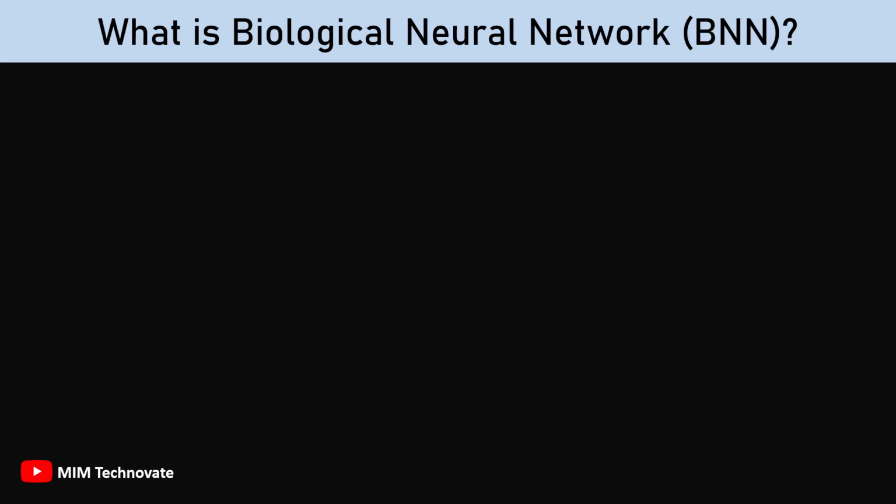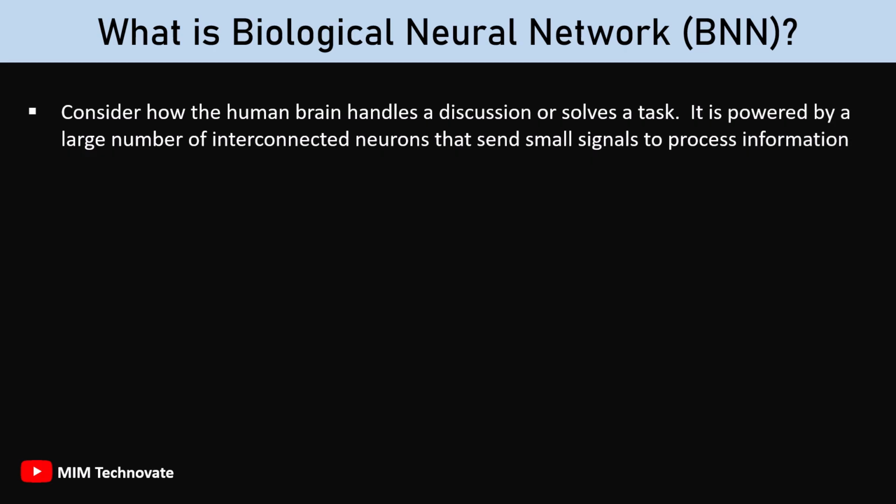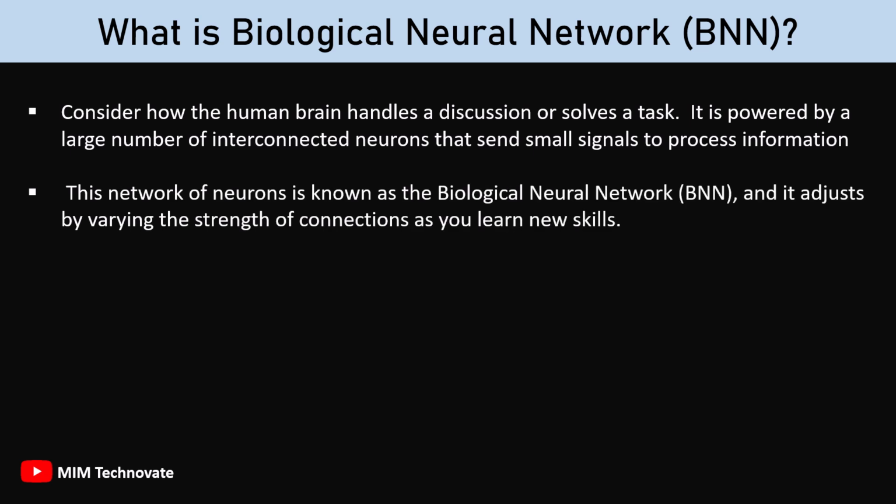Biological neural network. Consider how the human brain handles a discussion or solves a task. It is powered by a large number of interconnected neurons that send small signals to process information. This network of neurons is known as the biological neural network, and it adjusts by varying the strength of connections as you learn new skills.